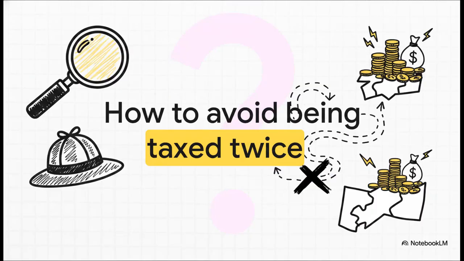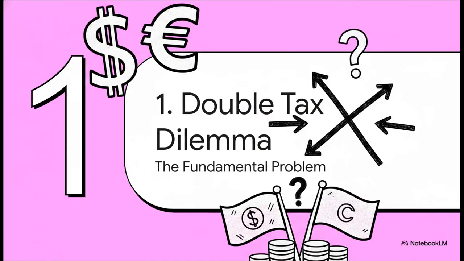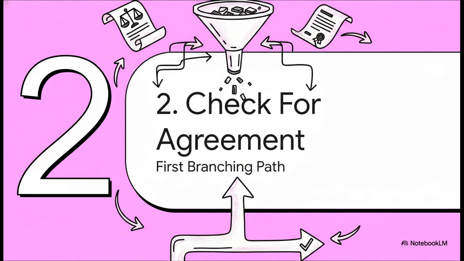Right, so how exactly do you navigate international taxation without taking a double hit? Well, let's put our tax detective hats on for a second. We're going to treat this framework like a roadmap to solving a massive financial mystery. Because let's face it, if you're doing business across borders and you get this wrong, you're literally paying taxes on the exact same income in two completely different countries. And nobody wants that. Part 1. The double tax dilemma, the fundamental problem. Part 2. Checking for an agreement, the first branching path.